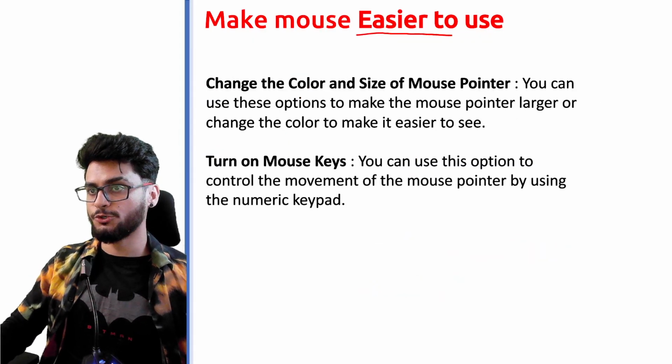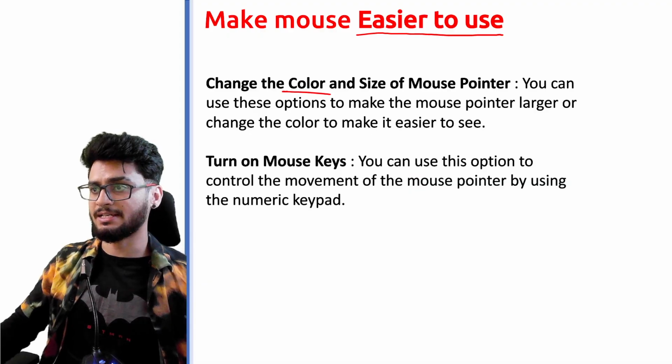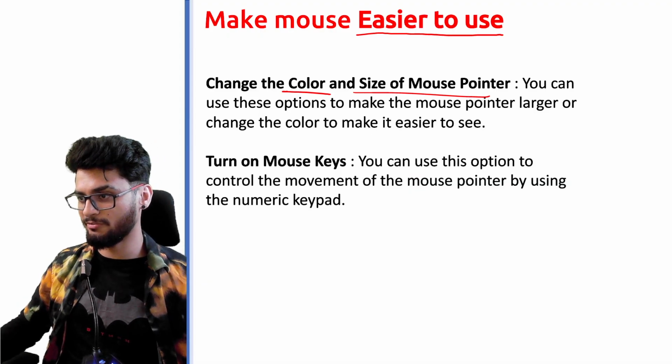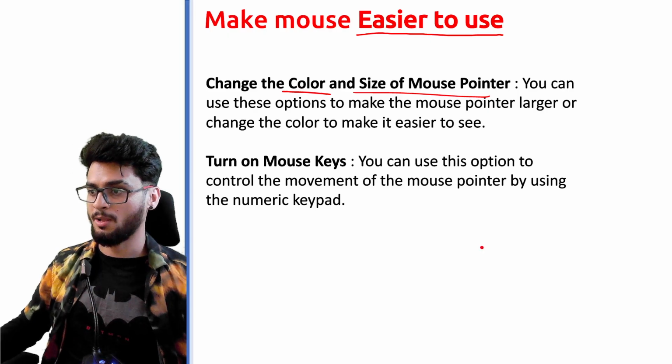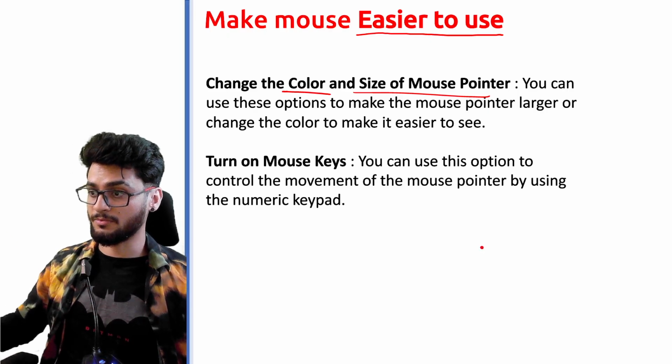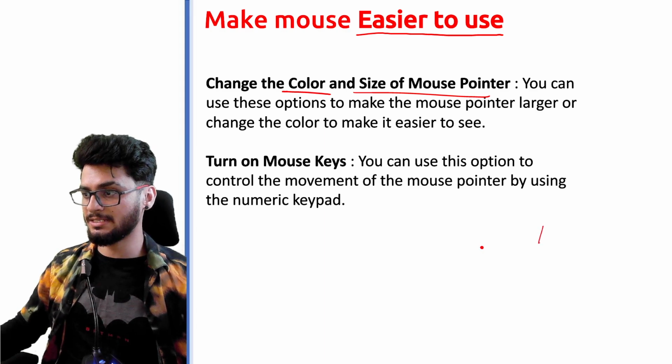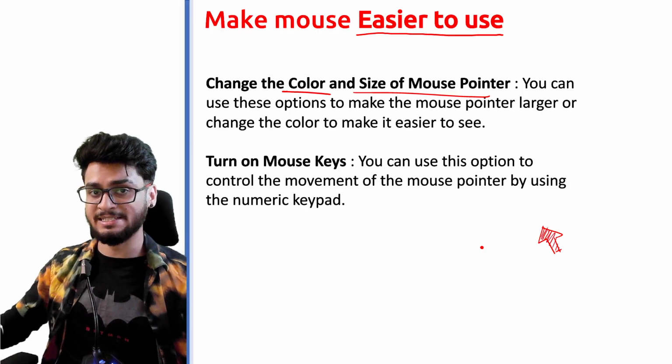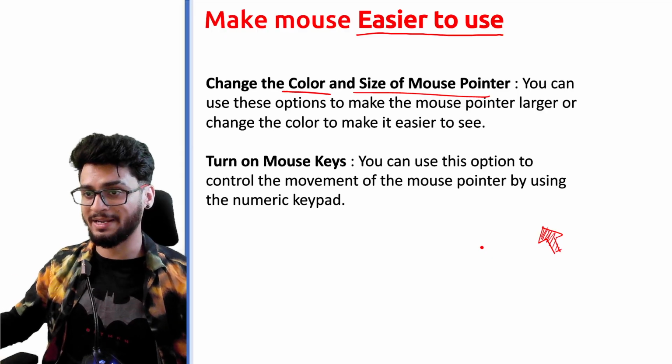Making mouse easier to use by changing the color and size of the mouse pointer. So right now if you see this pointer, it is quite small, but for people with visual disabilities you can increase the size of the mouse pointer like this, or maybe you can change the color from red, blue and green. So these are the accessibility options present in multiple operating systems.